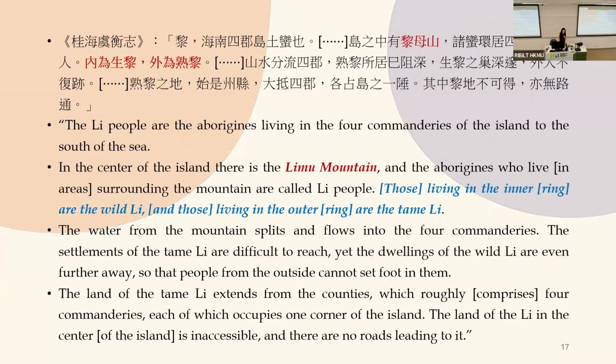And Guihai Yuhengzhi provides a more detailed account of the two groups of Li. The settlements scattered around the Limu mountain and those located on the inner ring and closer to the mountain are classified as the wild Li, while those living in the outer ring and relatively closer to Chinese townships belong to the tame Li. And although the tame Li were relatively accessible, they formed their own communities and did not live among the Han people in commanderies and counties.